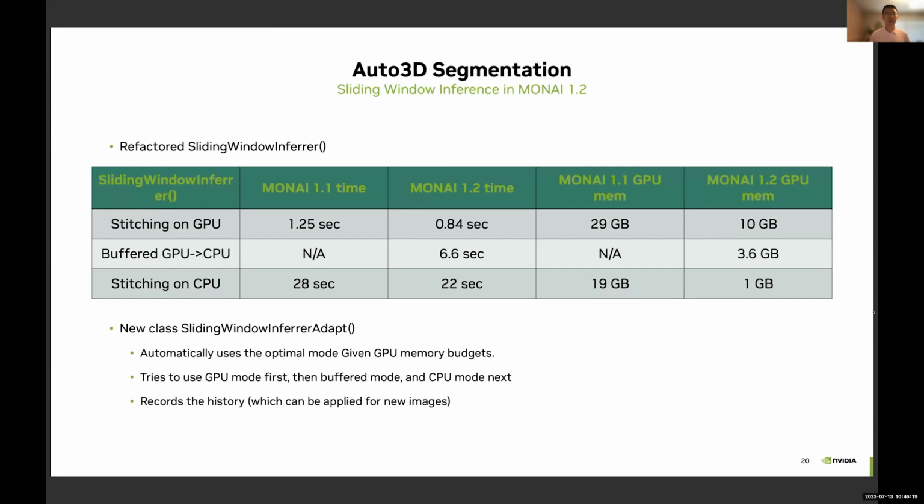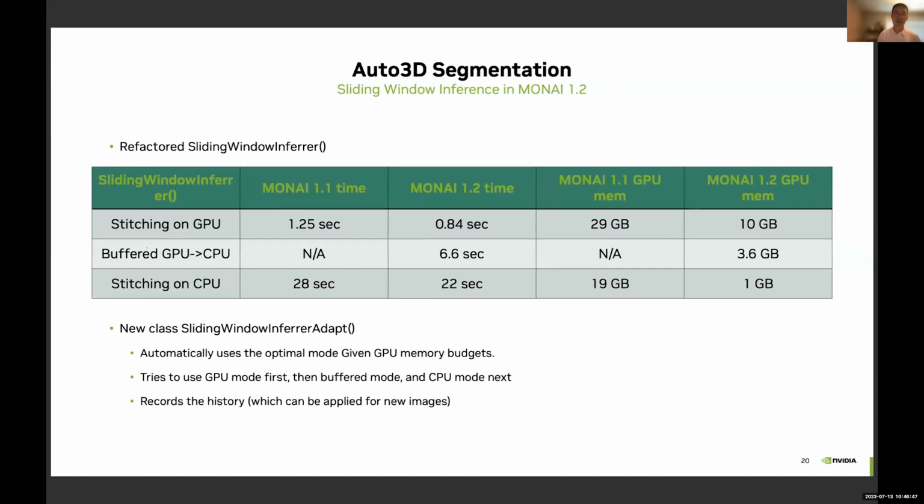So we refactored this as a class implementation. You can see from MONAI 1.1 to 1.2, we significantly reduced the stitching time on either CPU or GPU. We also significantly reduced the GPU memory usage for the entire sliding window inference part. So it's quite nice for users.